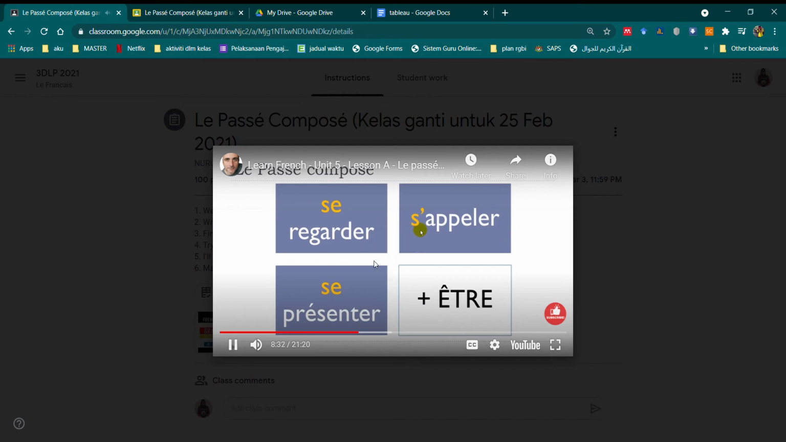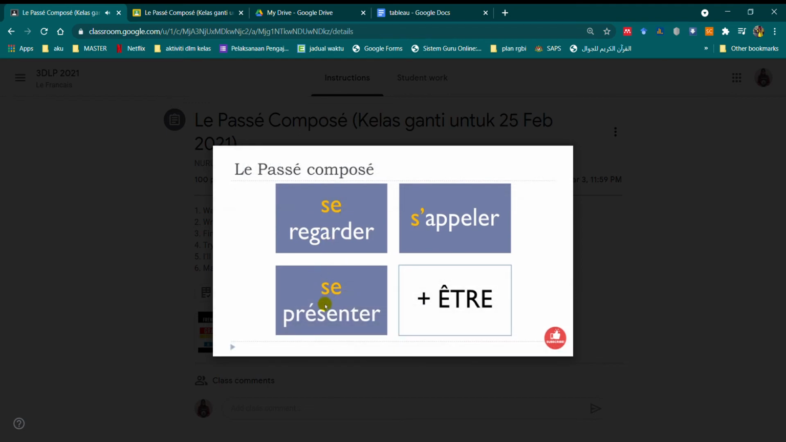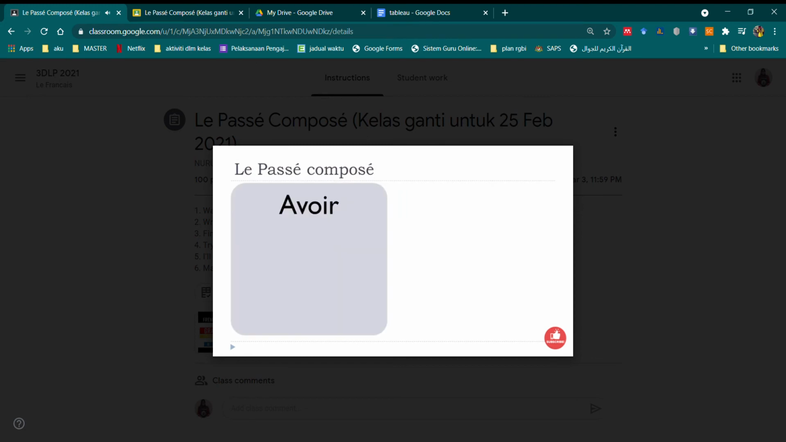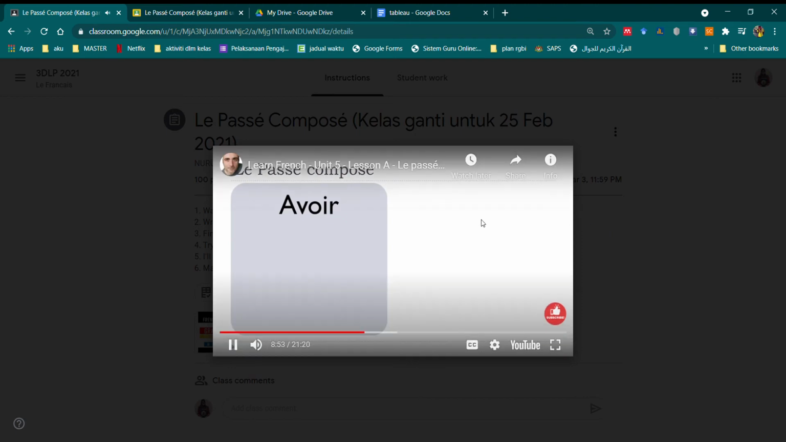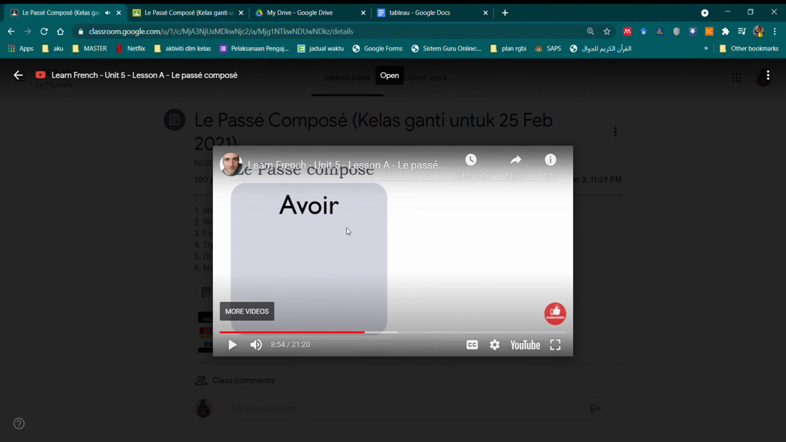More generally, all the verbs constructed with this se form, so to have this reflexive form, will require être. So now, let's see again one more time, if that's okay with you, the conjugation at the present form of avoir and être. In case you forget.